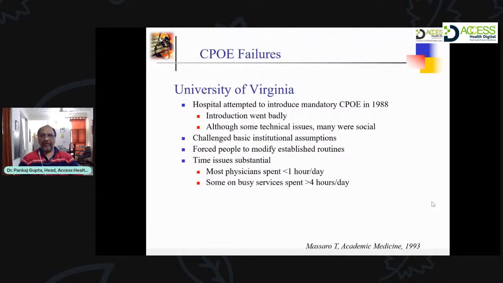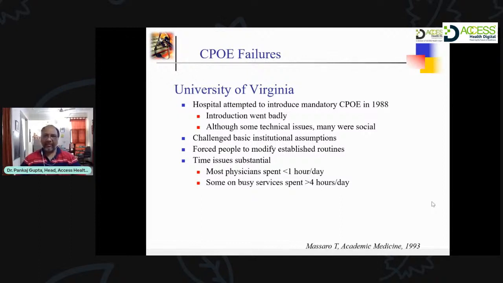Here are some case studies. Here is a case study from University of Virginia, where the CPOE implementation had to be switched off, and it was switched off because of a human issue. It was not really a technology issue but a human issue, and it forced people to modify their established routines, so it challenged the basic institutional assumptions.